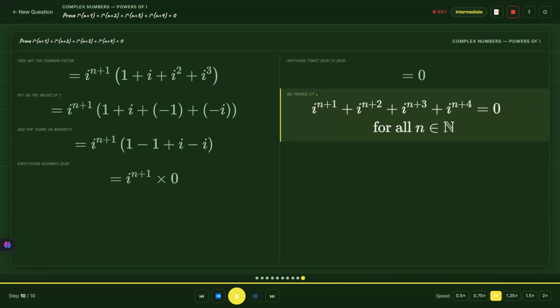We did it. We showed that the left side equals 0, which is the same as the right side. This is true for every natural number n. The secret was that any four powers of i in a row always add up to 0 because of the beautiful repeating cycle of i.